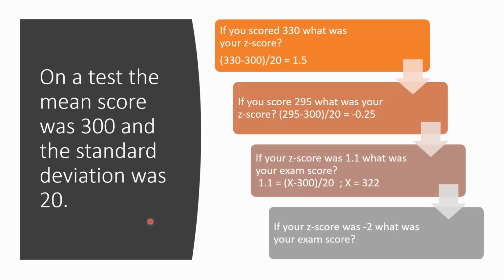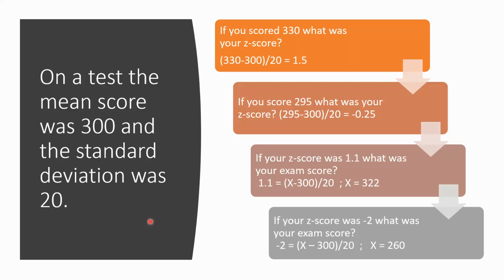And finally, if your z-score was -2, that tells you were 2 standard deviations below the mean. So what was your exam score? Well, again, you solve the equation and you get an exam score of 260. So z-scores are useful because it puts everything on the same scale. You have a number, is it big or small compared to the mean?